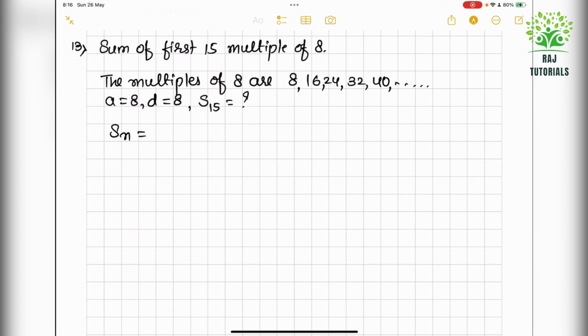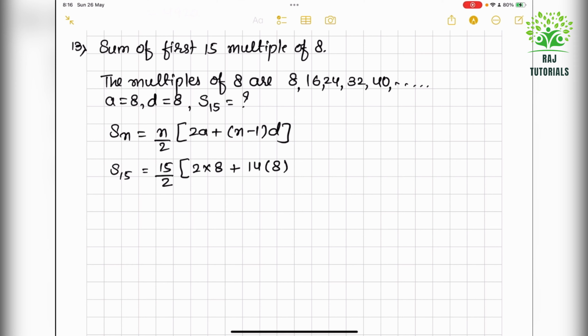So Sn equal to n by 2 into 2a plus n minus 1 d. So S15 will be 15 by 2 into 2 into 8 plus 15 minus 1, so 14 into 8. So that will be 15 by 2 into 16 plus 112. So that is 15 into 128 by 2. So that will be 15 into 64.